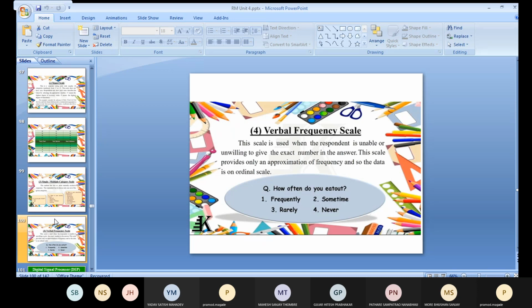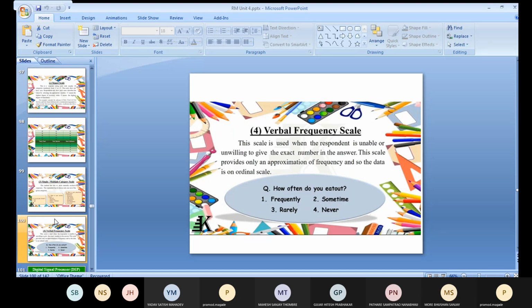So verbally, the individual response can be recorded. That is a part of the scaling called the verbal frequency scale. Correct. Suppose how often you are doing workout. So frequently, sometimes, rarely, never, not at all. That would be the answer. So that kind of response is verbal. Therefore, it can be said verbal response or verbal frequency response. So you just write down the last point, verbal frequency response.